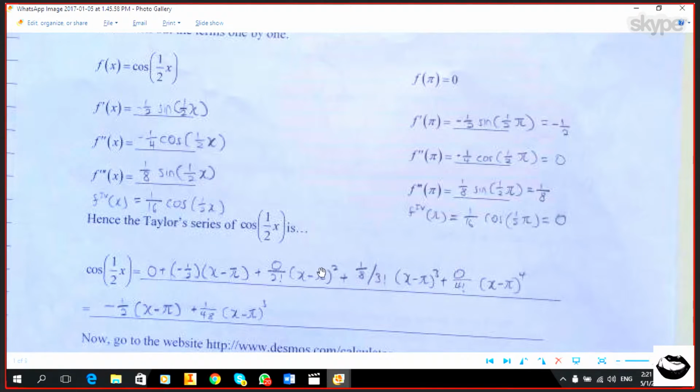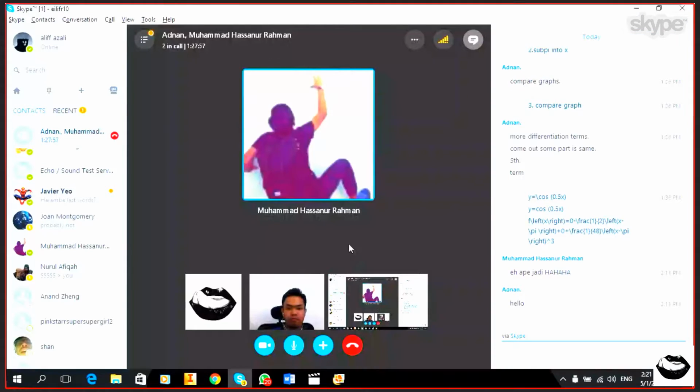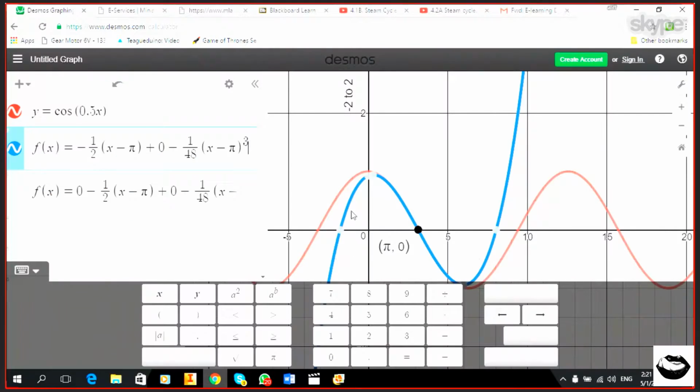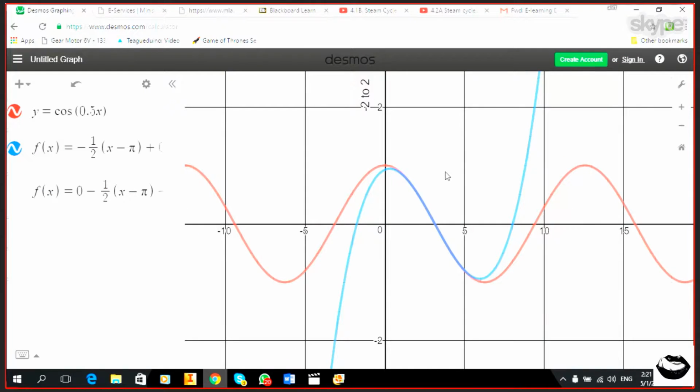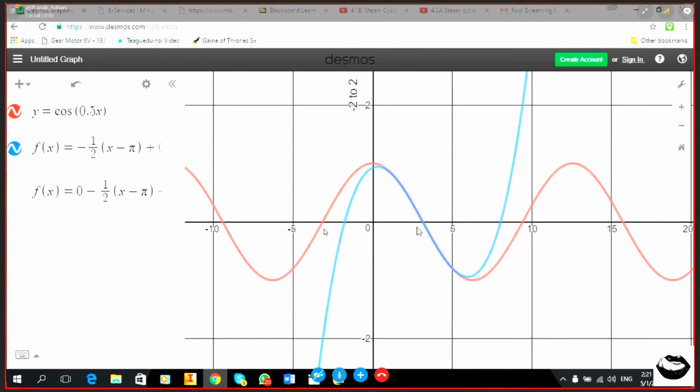And then after that is followed by the Taylor series. We just sub in all the values into the equation of the Taylor series. And from there we plot the graph into the Desmos calculator. So now we are showing the red one is the graph where y equals cosine 0.5x. Followed by the blue one, which is the new equation that we have found from the Taylor series.